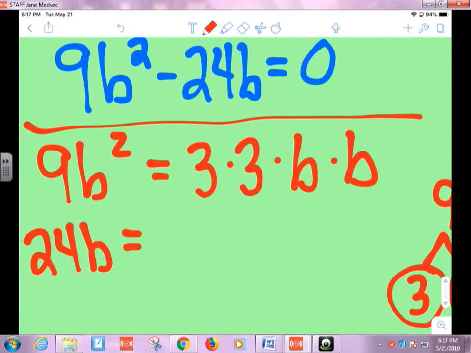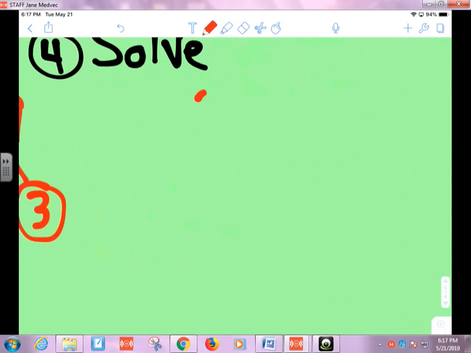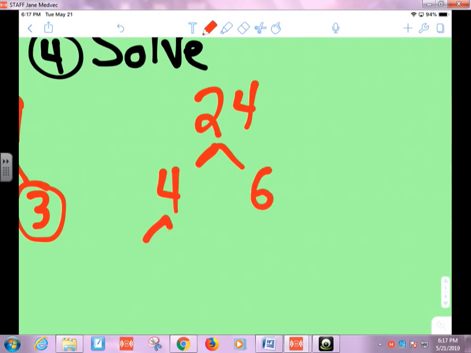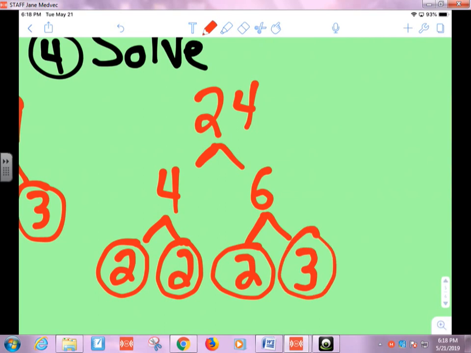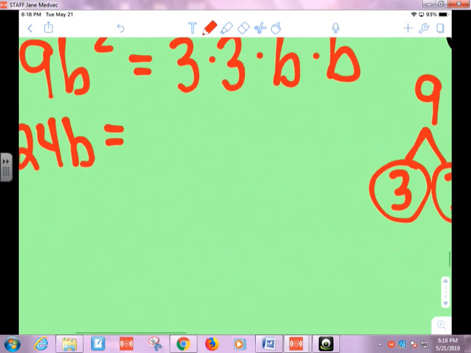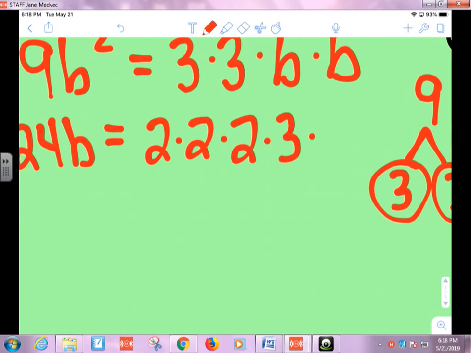So I'm going to take 24b. I'm going to come over here and look at my 24. And again, 24 can be broken down several different ways. I'm going to choose 4 and 6. Neither of them is prime. So 4 is 2 times 2. 6 is 2 times 3. I'm going to go ahead and line them up then. I'm going to come over here and go 2 times 2 times 2 times 3 times, and there's 1b.